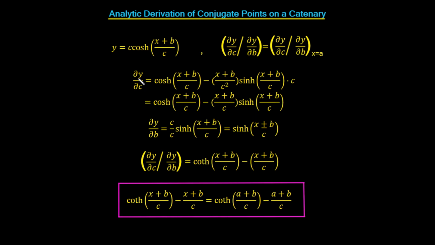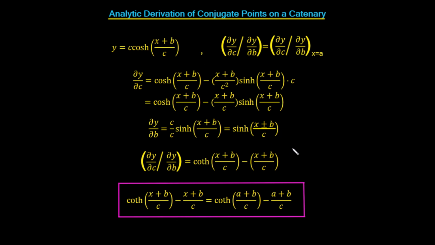Then we differentiate y with respect to b, and in this equation the c just looks like a constant, so we take that out, so we're going to have c upon c sin of x plus b upon c. So that cancels with that, and you're left with sin of x plus b, and that should be divided by, so I'll just put the line in here, so that's the division.